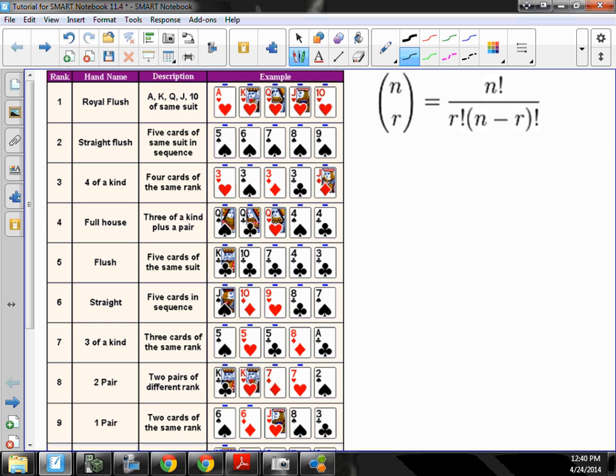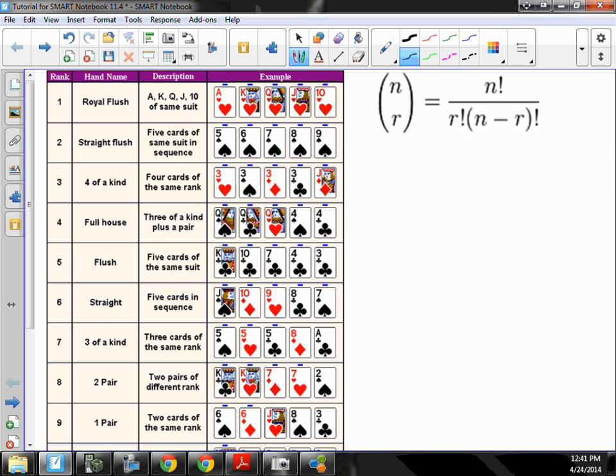Okay, so we're going to play poker. There are lots of different versions of poker. You could play 5-card draw. You could play Texas Hold'em. You could play lots of things. We are going to play 5-card stud, which is the simplest form of poker. You get 5 cards, and that's it. No trading, no borrowing, no using cards on the table. So we are going to calculate how many ways there are to get each poker hand.